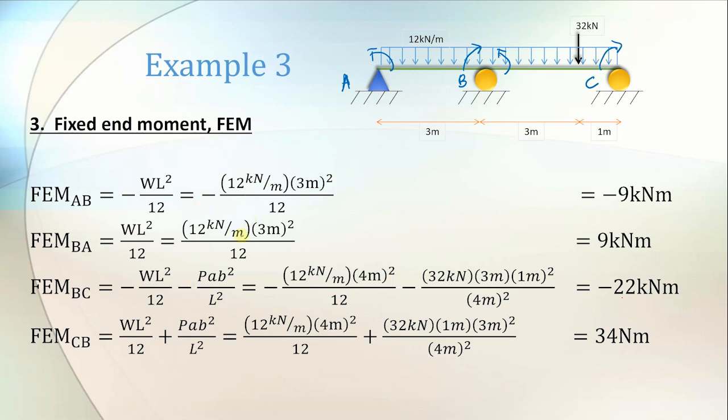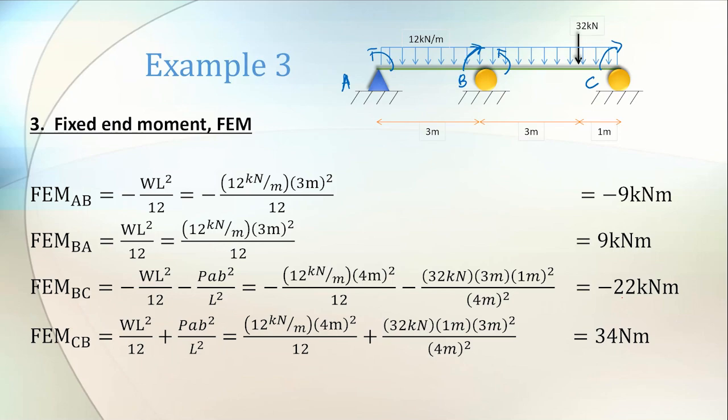Then W is 12 kN per meter. The length of the beam is 3 meter. Power of 2 and divide by 12. Here I get negative 9. And for beam BA, WL square over 12. The difference here, this is positive because we assume it clockwise. Okay, and then kira you akan dapat value dia sama je.